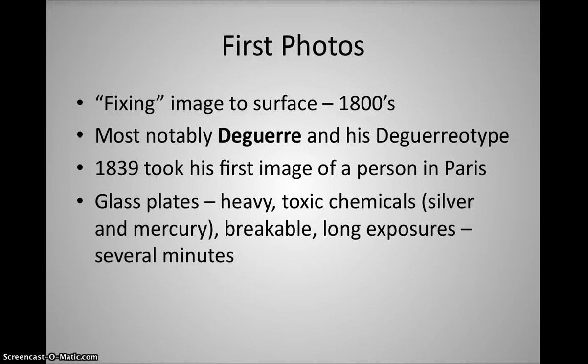Glass plates were used, and of course they're heavy, toxic, breakable, and required long exposures, which were several minutes. So if you were taking a photograph of a person, they would have to sit there for an incredibly long amount of time. So a lot of the early photos aren't, of course, of people. They're of landscapes or objects. You'll see famous photos of the Civil War battlefields, and it's mainly dead soldiers on the battlefield. And of course, they could have those long exposures.